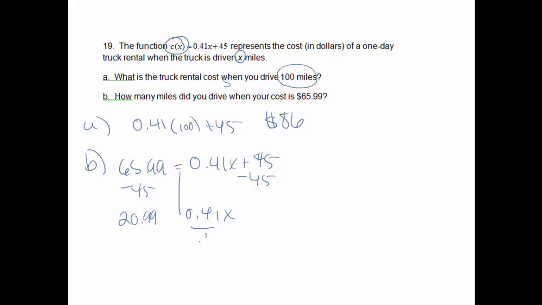To get x by itself, I'll divide both sides by the 0.41. And that comes up to be 51.20. So how many miles did you drive? I would say it was about 51 miles.